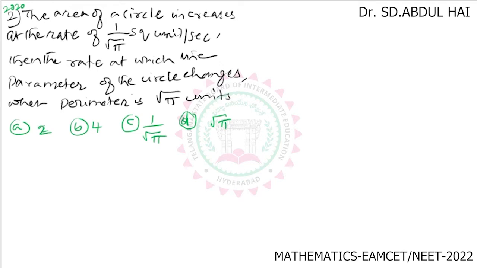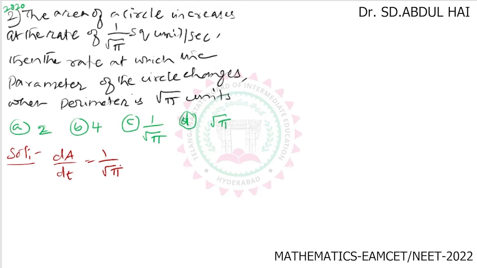Now, first of all, I will analyze the problem. So, what he says, the area of the circle increases at the rate of 1 by root pi square units per second. So, dA by dt is equal to 1 by root pi. I don't want to write the definitions.